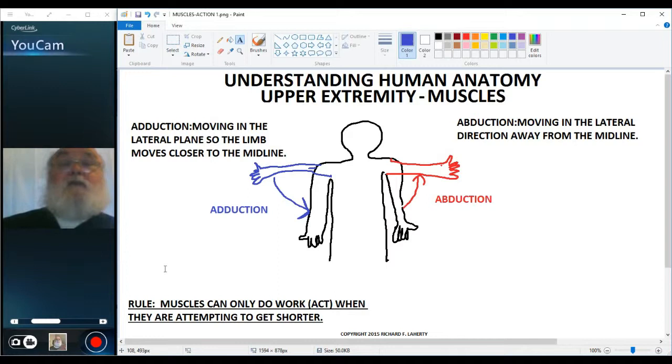So abduction and adduction, these are the most common actions of muscles. There will be some others, and we'll talk about them when that happens. But these are the key ones that we need to understand. So, in the next video, we'll start looking at individual compartments in the upper extremity and what the muscles in those areas do.